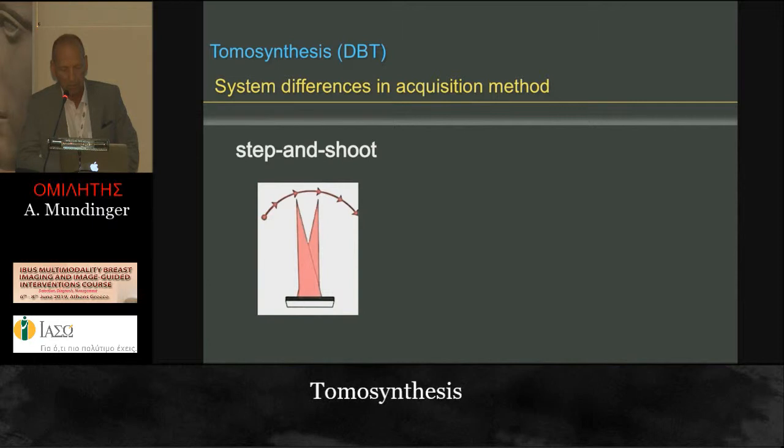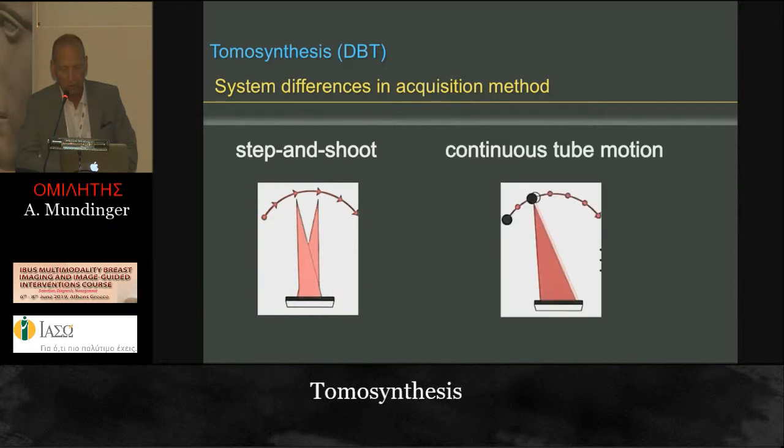So what does step and shoot or continuous tube motion mean? It's very easy. In some of the systems, like GE, for example, the tube moves, stops, then the radiation pulse comes while the tube is stationary, and then it moves further. A step, stops, next radiation pulse.